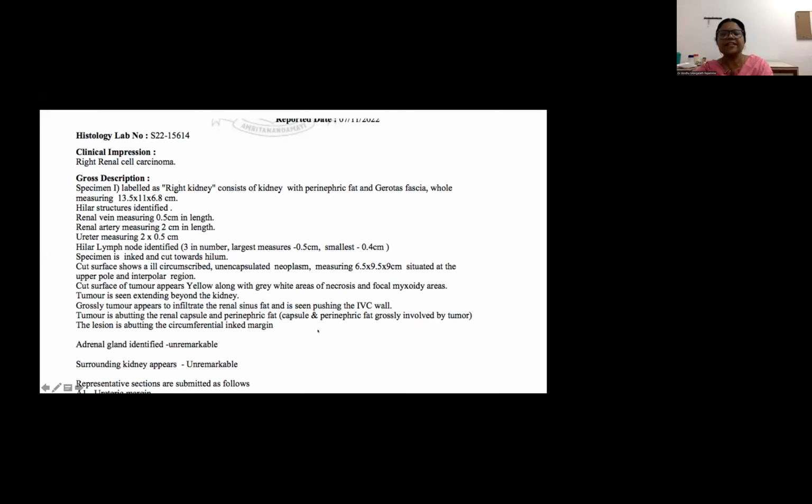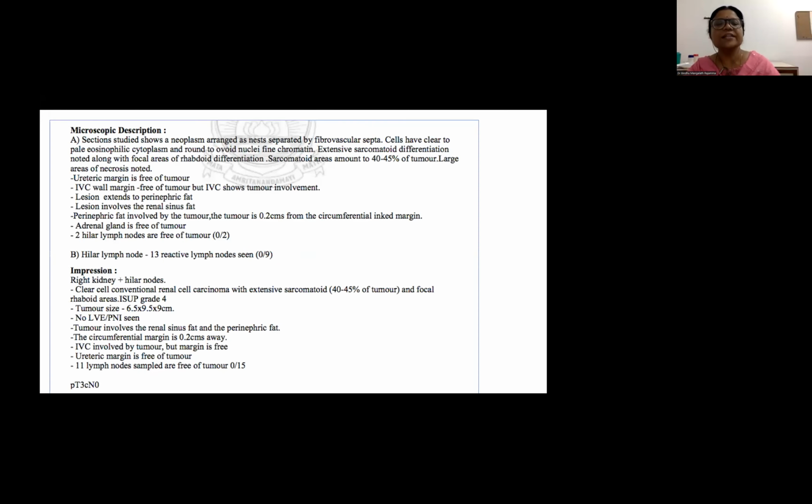So after a thorough gross evaluation, we decide on putting certain bits in the cassette so that we are able to give a meaningful diagnosis to the surgeon who has sent the specimen, and we also form a major part of the multidisciplinary team. We also participate in the tumor board discussion wherein the different aspects of the tumor are discussed and a decision is taken, the extent of the tumor, whether there are any bad prognostic parameters.